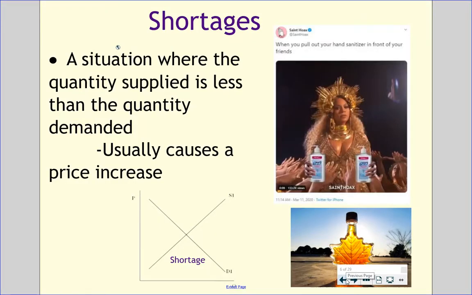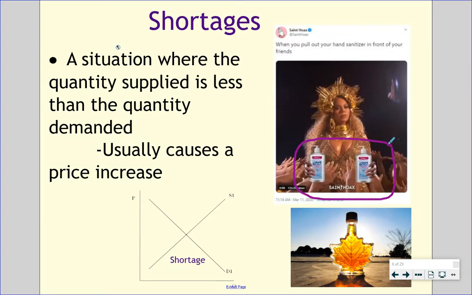So what sometimes happens are shortages, like we know right now, the shortage of hand sanitizer, or when we have warm winters, we have shortages of maple syrup. So that's when quantity supplied is less than quantity demanded. So there's too much demand, not enough supply. And what that causes is a price increase.